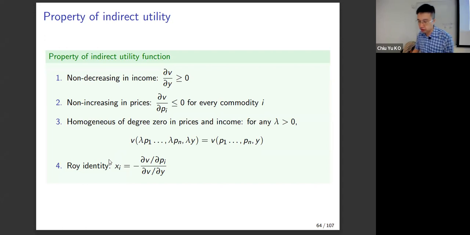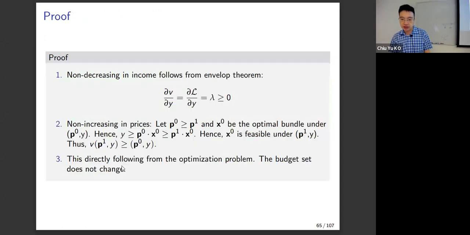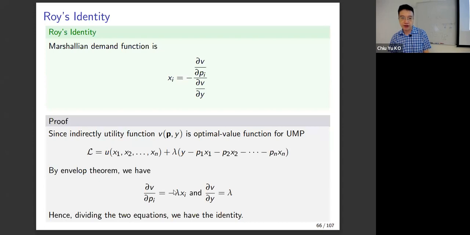If you're interested, you can look at it, but other than historically being a rather important discovery, I don't see a reason why I want to talk about it. Probably the only important thing is that when people talk about Roy's identity, you know what it refers to and can look back. But I don't think I ever use it, at least on the consumer side.